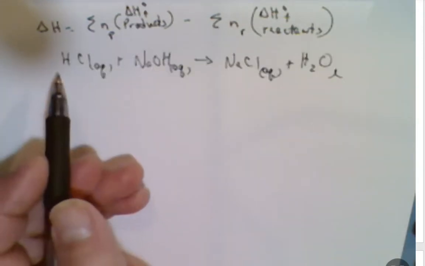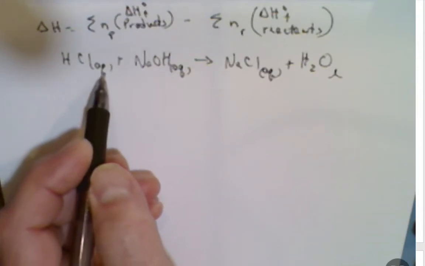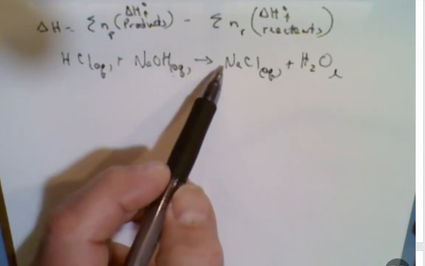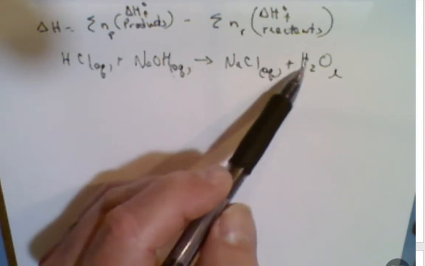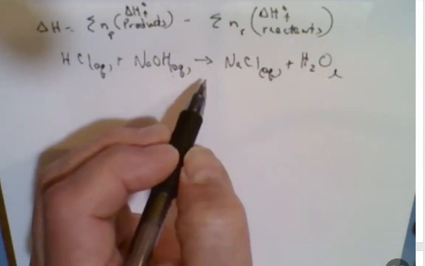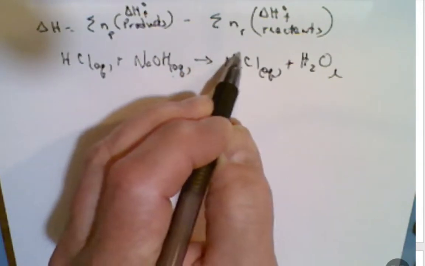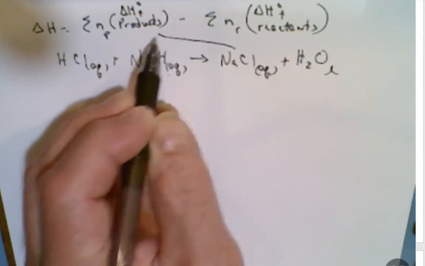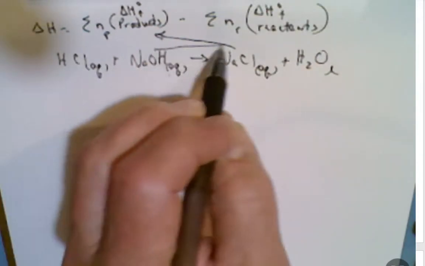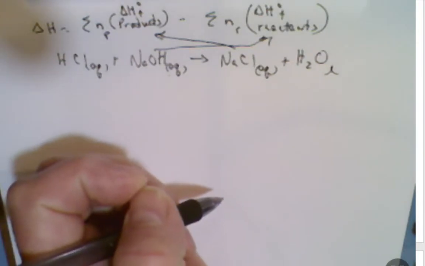Really quickly, we'll just write out the formula. So HCl aqueous plus sodium hydroxide aqueous is going to go to sodium chloride aqueous and liquid water, which are our products. When I start to write my equation, I need to remember that it's these products that are going to go there, and it's these reactants that are going to fit into that equation. All right.